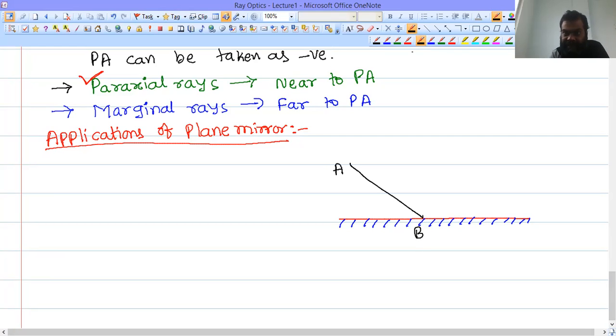Whenever the light ray is incident, I need to show the direction of light. Every time you must indicate the direction of the light, in which direction the light was incident. That is a must. At the point of incidence, you can see this is my point of incidence. With respect to the point of incidence, we should draw a normal. Okay, let me draw the normal.